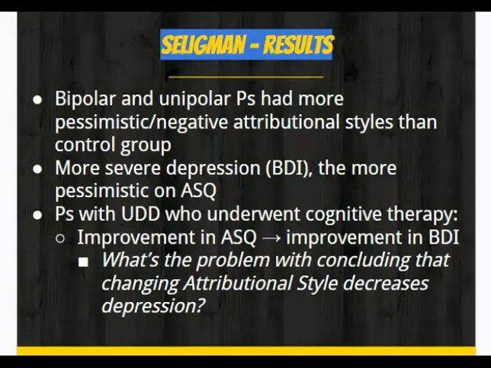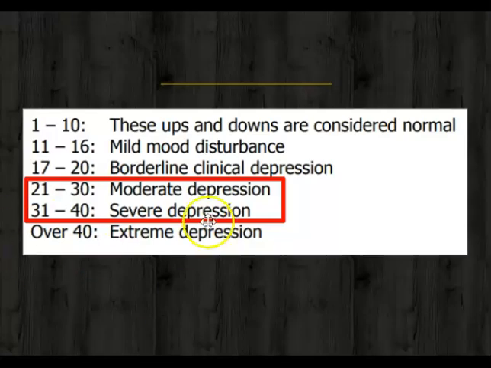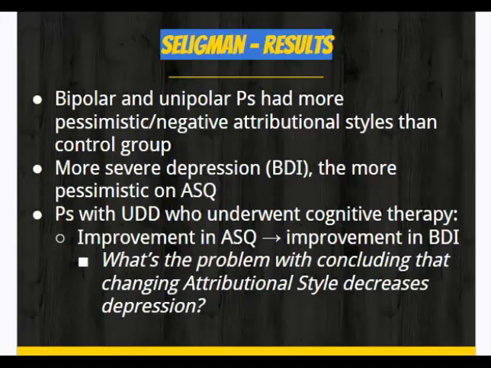It's worth remembering how the BDI is scored. Anything over 21 is moderate depression, over 31 is severe depression. This is, of course, going to be out of 63 because there's 21 items on that 4-point scale, 0 to 3. So we looked to see if there would be a relationship between their BDI score. The higher their BDI score, the worse, more pessimistic their ASQ was.